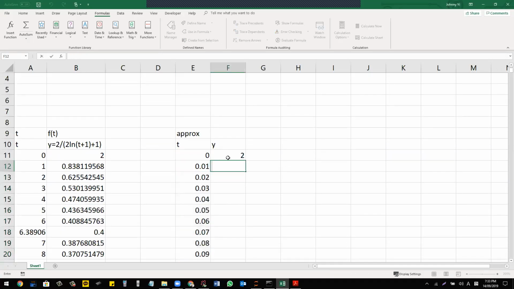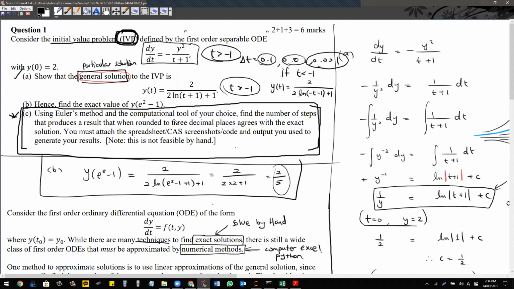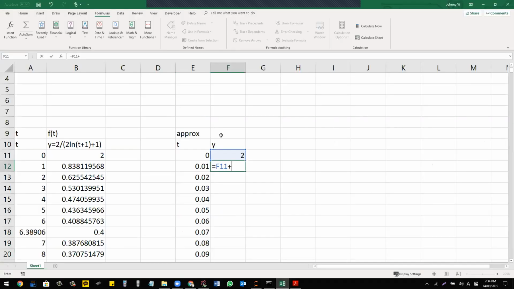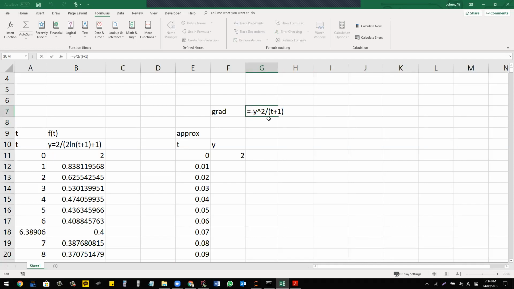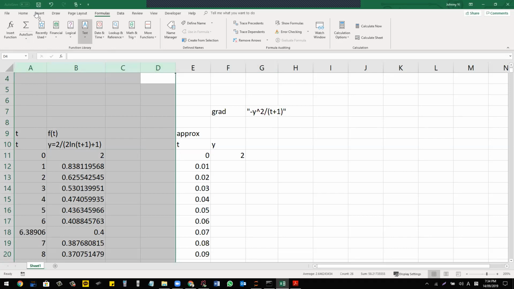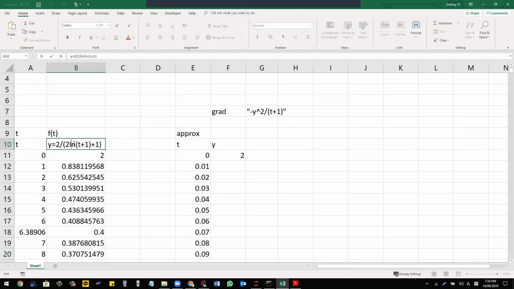Now, my approximation is I'm starting from here and then plus the gradient. The gradient is given by, if we go back to this, so this is the gradient, right? So let's actually write it down. The gradient is negative y squared over t plus 1. So that's my gradient. And just ignore this part. We are not cheating by looking at that.